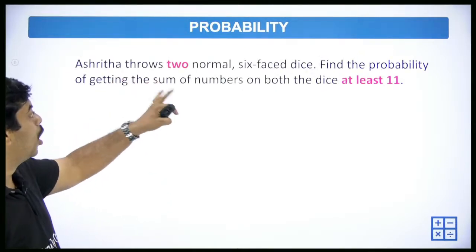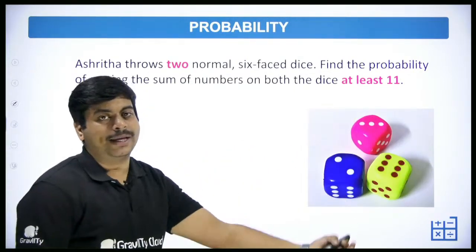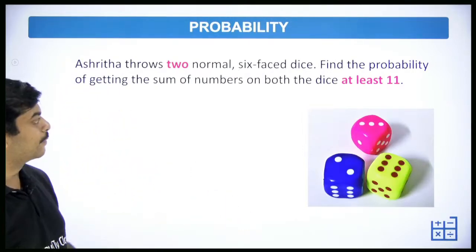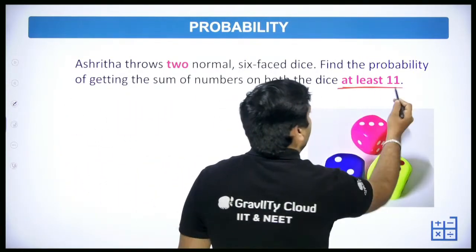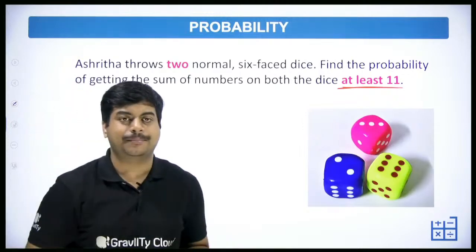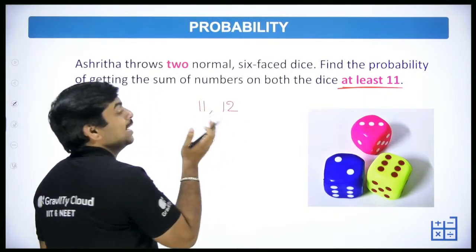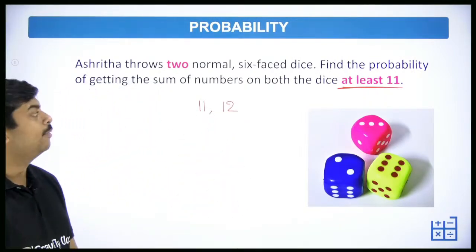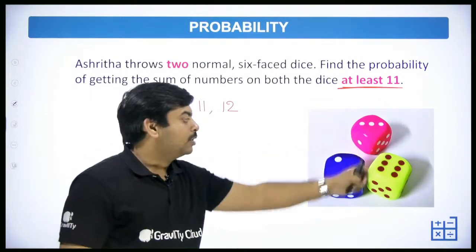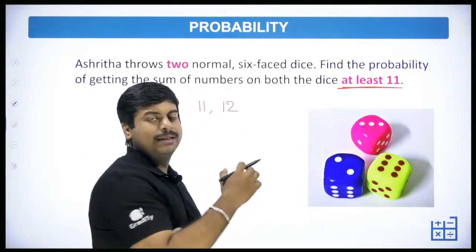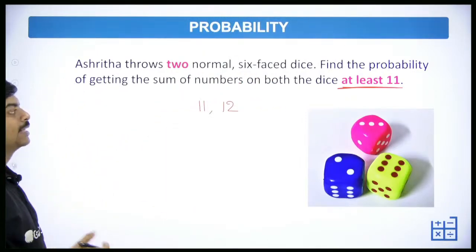Ashrita throws 2 normal 6-faced dice. What is a 6-faced die? These are called dice, you know that, right? When you play the Ludo game or whatever game, you use this. Find the probability of getting the sum of the numbers on both the dice at least 11. At least means the count should not fall below 11. The count may be 11 or 12, but not more than that. Why can the number not be more than that? Because she's throwing 2 dice. 6 plus 6, the maximum, is 12. But here the question is at least 11. The probability that the sum of the numbers is at least 11.